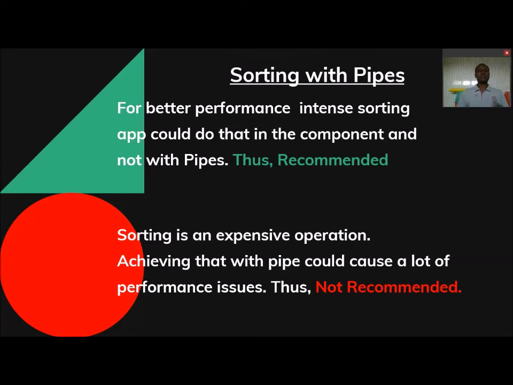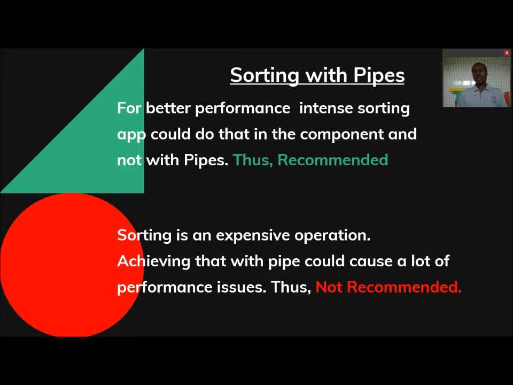for a better sorting, doing it at the component level is good, and it's more or less better compared with pipe, and that's why I'm also considering the different parts. Sorting with pipe is good, but also doing it at the component level is recommended. Sorting is an expensive operation, so achieving that with pipe will cause a lot of performance issues. Thus, it is not recommended.